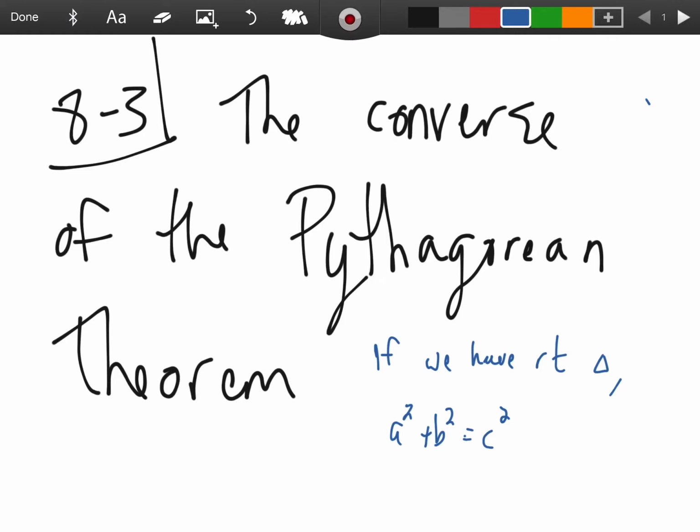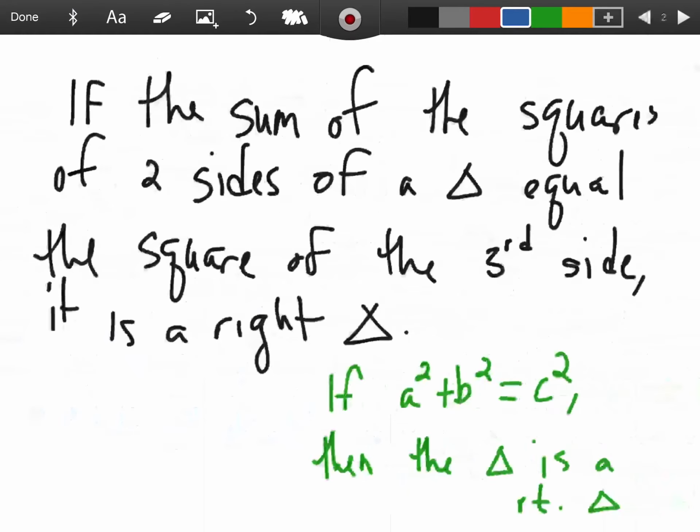So this, we're just flipping it around the other way. We are saying if we have a triangle where it's true that a squared plus b squared equals c squared, we know it is a right triangle. All right, so this is the converse of the Pythagorean theorem written out. You do not need to copy this down.